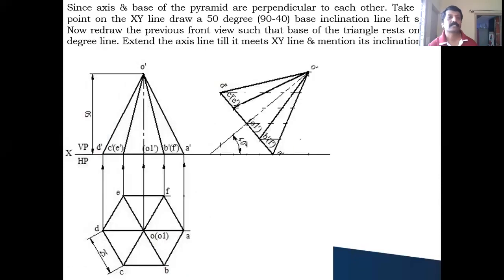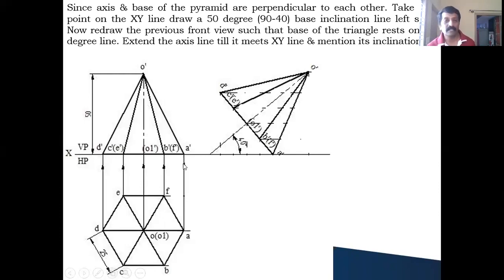Next, the second position. What he says is the axis is inclined at 40 degree. If the axis is inclined at 40 degree, the base should be 90 minus 40, that is 50 degree. You have to take the base inclination. That's why on the XY line I have taken any one point and drawn the 50 degree line on the left side like this. Whichever point I have taken there, I will call that the corner where it is resting.